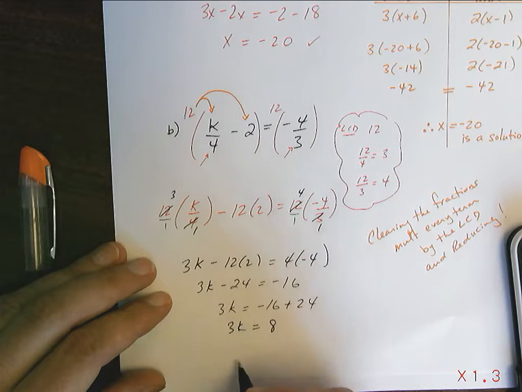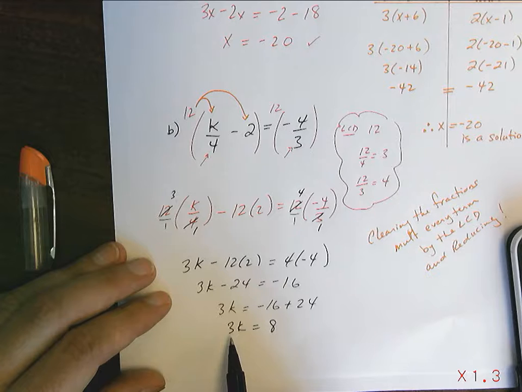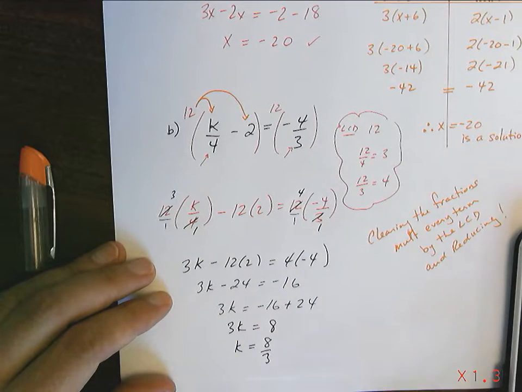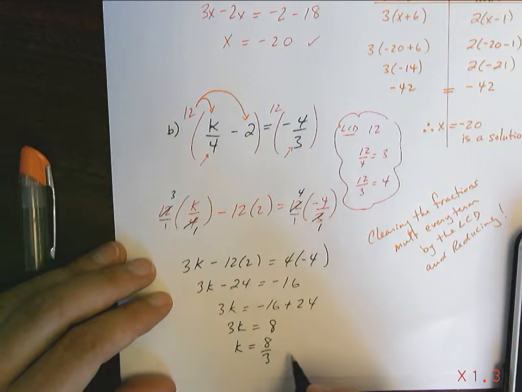3k equals 8. Now, this says 3 times k equals 8. What's the opposite of timesing by 3? Dividing by 3. So if I divide this side by 3, I get rid of the 3. But I've got to remember to divide that side by 3. And that answer is just as good, and in fact better, than this answer.